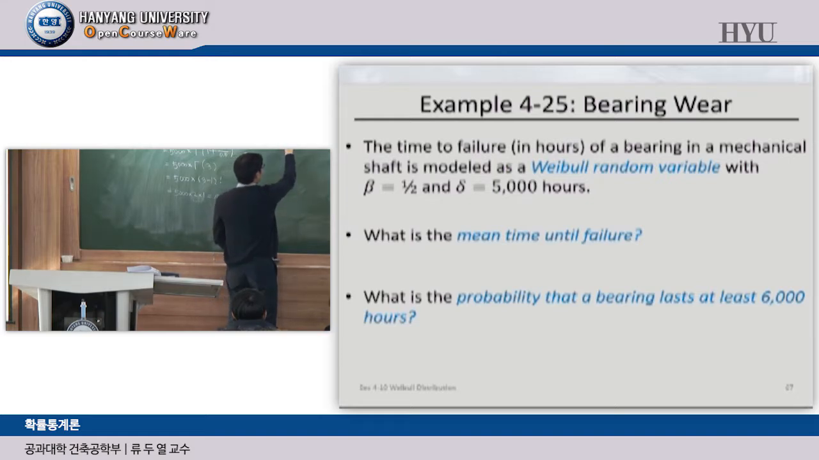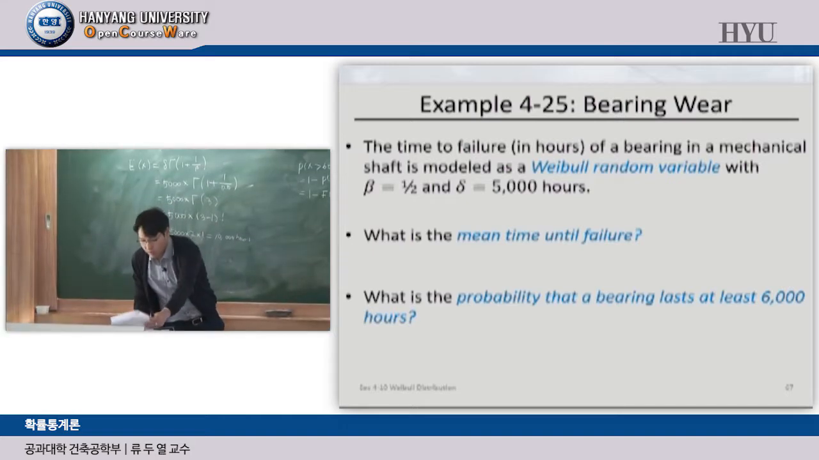This is the probability of x when x is larger than 6,000, right? And that is equal to 1 minus the probability of x being smaller than or equal to 6,000. And this is 1 minus the cumulative distribution function of 6,000, right? Okay?